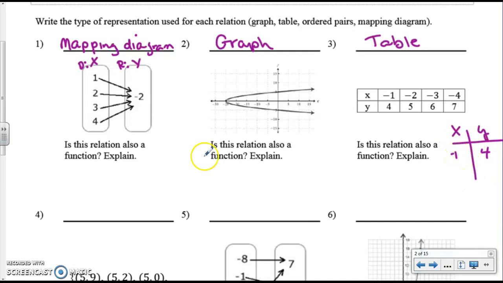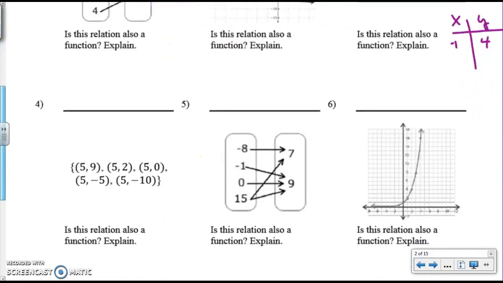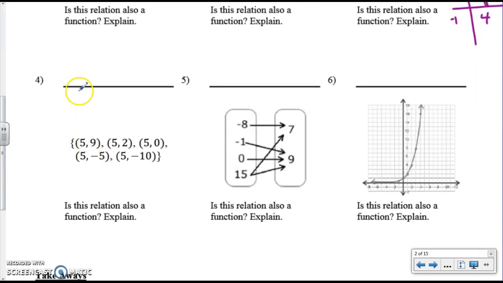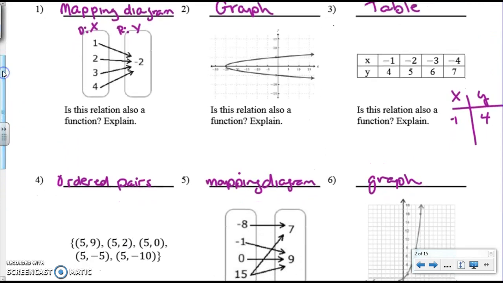Okay, let's look at some other representations here. Number 4 representations you've also seen. Those are just ordered pairs. Okay, again, 5 is that new one, which is a mapping diagram. And 6 again is a graph. Okay, I apologize, my handwriting's sloppy tonight. And then you'll notice here it's asking one really important question on all of these, and that's, is the relation a function? Okay, and there are 2 ways to tell.